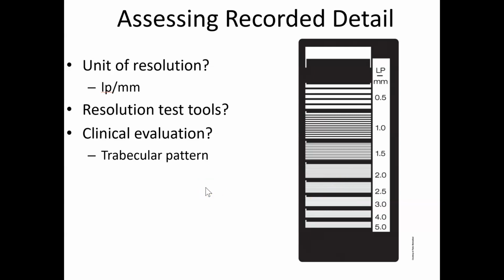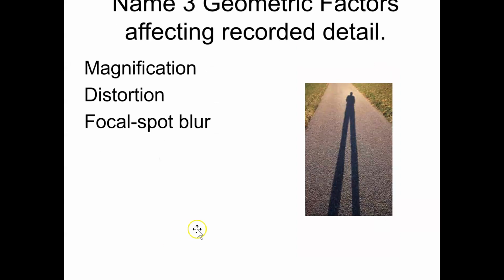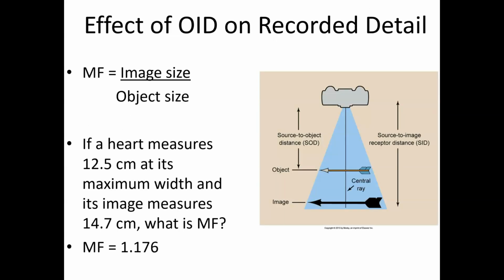Now, if we don't have that test tool, we look at trabecular pattern of the bones. How sharply can we differentiate the trabeculation? So, 3 geometric factors that affect recorded detail: magnification, distortion, and focal spot blur. And we'll get into all of those in the course of this lecture.